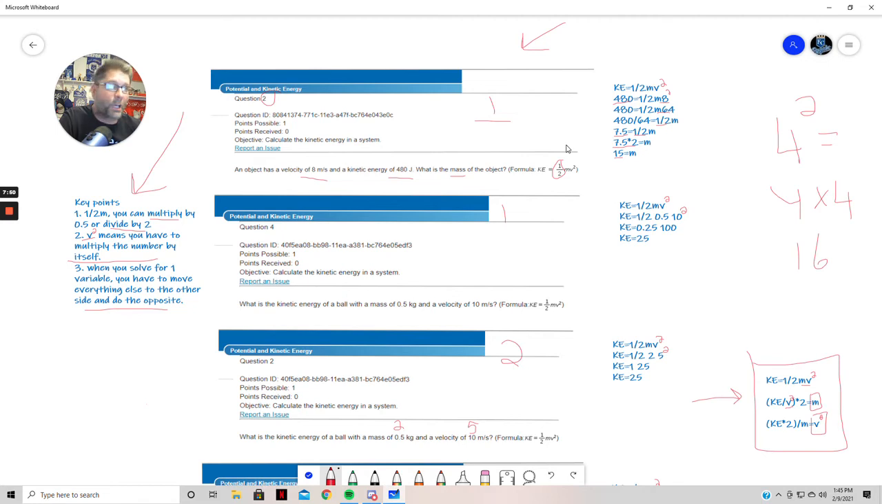Okay, so if we look at our second problem, now we're right here. We've got a mass of 0.5 and a velocity of 10, and they want us to find the kinetic energy. So this is probably the easiest of all the types of problems, because you plug everything in, and since everything is on the side that it needs to be, you won't have to move anything. Now it's just straight math.